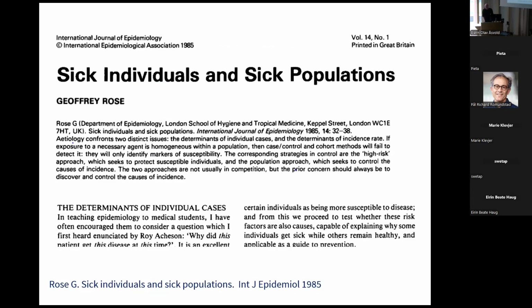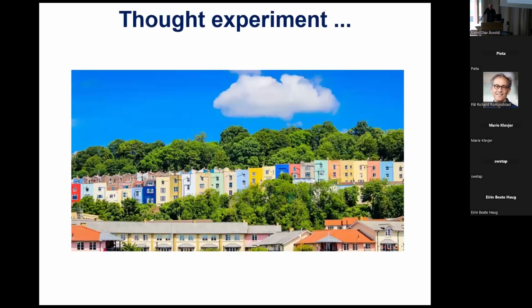And on ubiquitous exposures, there's a lovely thought experiment by Geoffrey Rose. If you've never read this, it's the best paper in epidemiology, in my view. It's only 7 pages long, and it's one of those papers where every time I read it, I find something I missed the time before. In a one-line aside, Geoffrey Rose said, consider studying lung cancer in populations where everyone smokes. So let's do that. It's still a thought experiment.